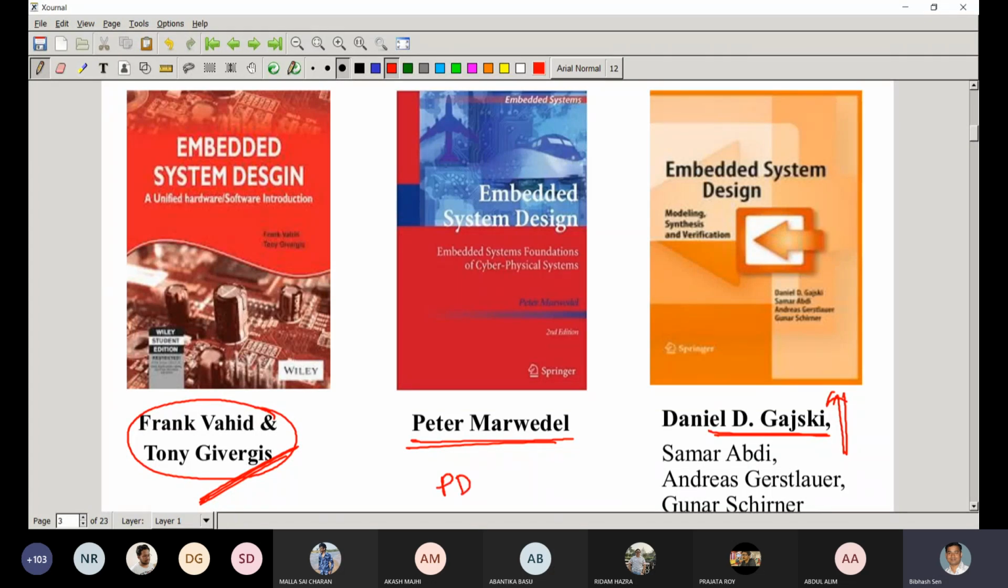PDFs are available on the website, though I will not tell you to follow all the free PDFs, but they are available there. No need to purchase. You can go through it and get it. Most of my PPTs were made using these two books. Is this clear? The resources.